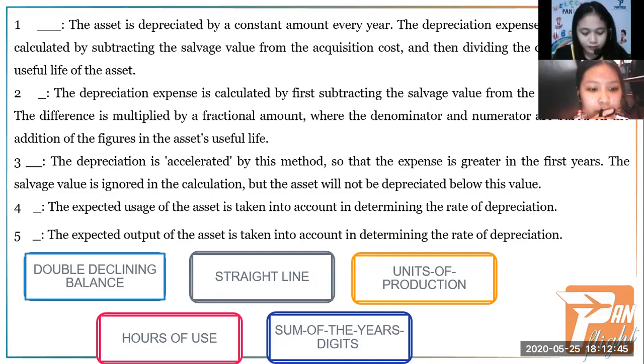And the fourth is hours of use. The expected usage of the assets is taken into account in determining the rate of depreciation. And the last one is units of production. The expected output of the assets is taken into account in determining the rate of depreciation.